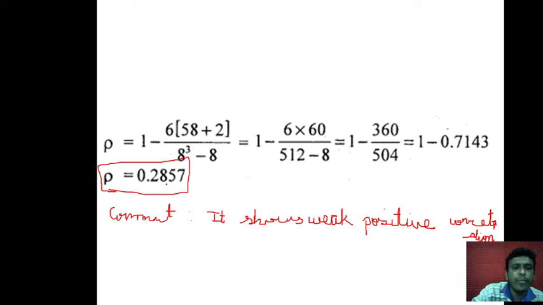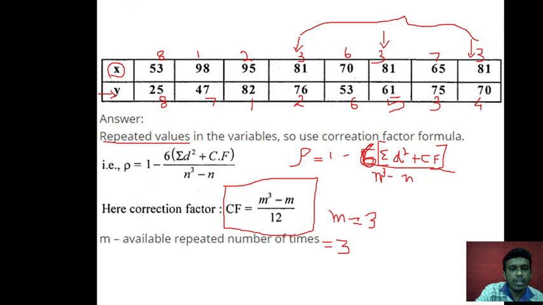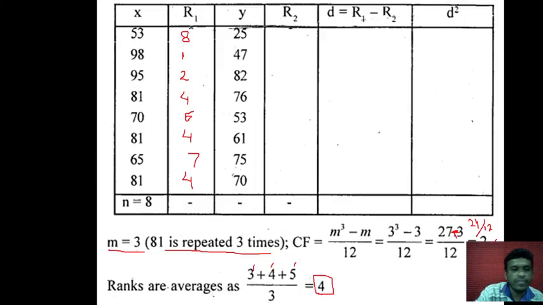Rho equal to 0.2857. The trick here is only the one thing, you have to find out the correction factor, which is equals to m cube minus m divided by 12. I'll just go behind and I'll show you that step once more. Okay, here it is. As ranks were repeated at 3 places, we have CF is equals to m cube minus m divided by 12.